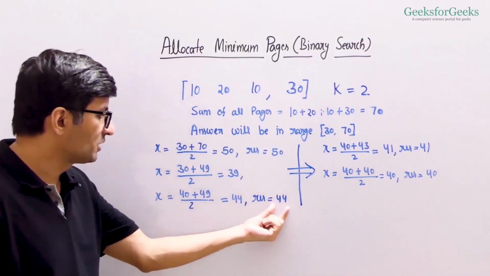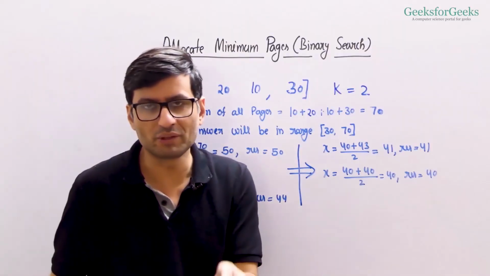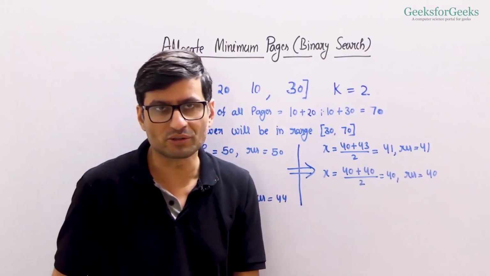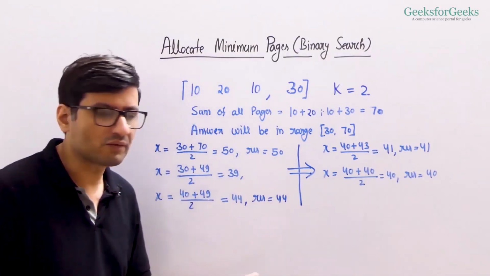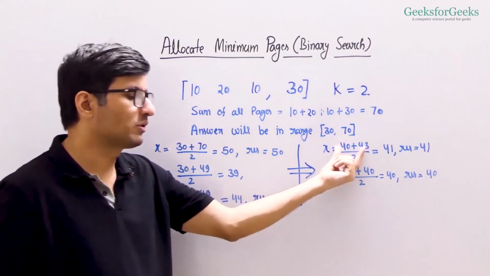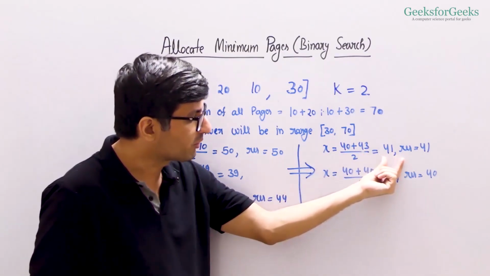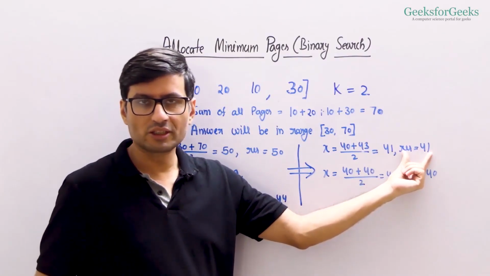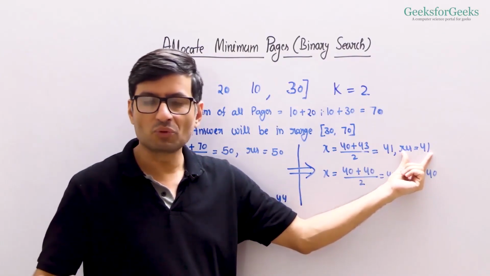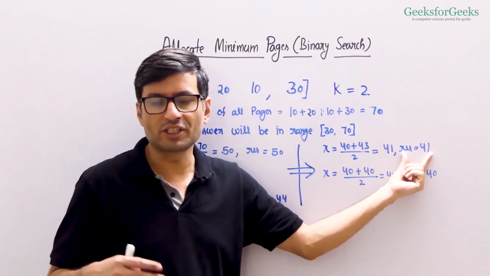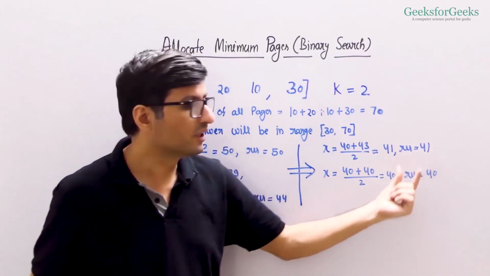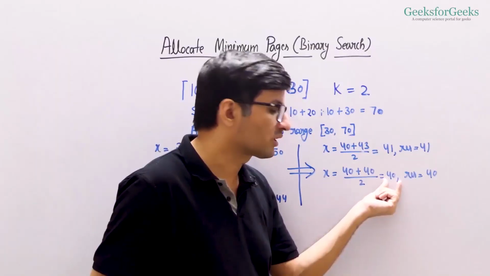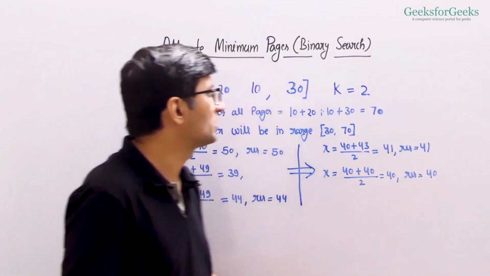Now 44 is a feasible solution, so there can be a feasible solution smaller than this also. So we go to the left half, we change our range from 40 to 43. We again find the midpoint as 41 and we see 41 is a feasible solution. Since 41 is a feasible solution, we again go to the left half and we change our range from 40 to 40. And this time our midpoint turns out to be 40, and 40 is also a feasible solution.